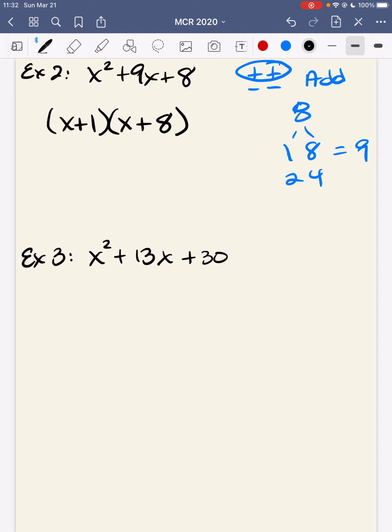All right, example 3 starts to get a little bit harder. So again, I have all pluses, so I already know from the first 2 that both of them are going to be plus. I'm going to be adding to get the middle 2 terms. And I need factors of 30 that give me 13. Now it seems like this would be a little hard, but actually this ends up working out really well because 3 times 10 is 30, and 3 plus 10 is 13. So it actually comes up rather quickly.